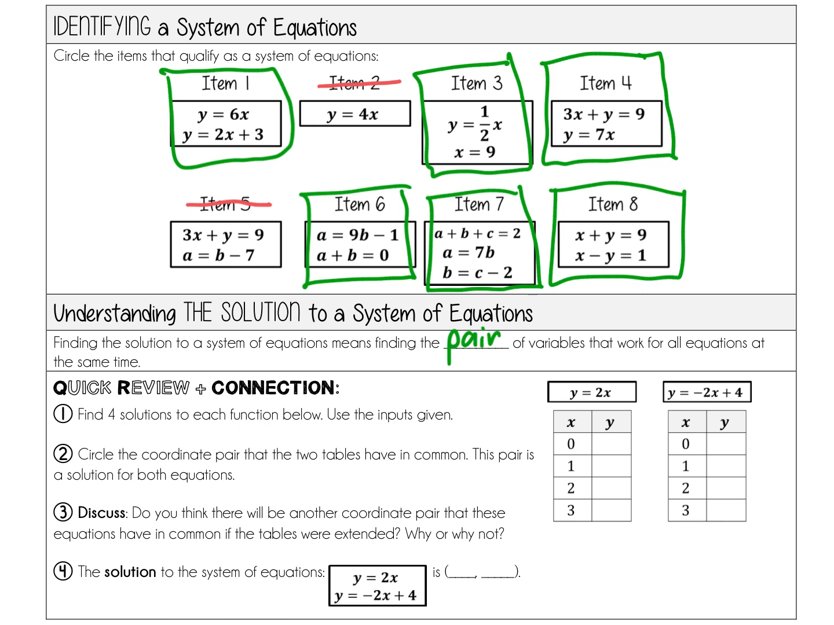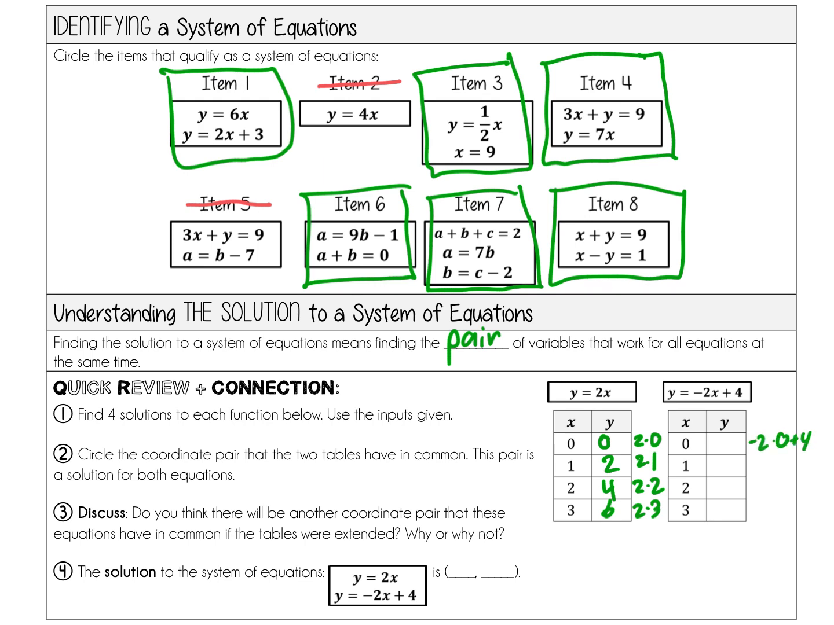So, if we look at y equals 2x and we plug in 0 for x, we will get 0 for y because 2 times 0 is 0. Plugging in 1 for x, 2 times 1 is 2, so we get 2 for y. Plugging in 2 for x, 2 times 2 is 4, so we get 4 for y. Plugging in 3 for x, 2 times 3 is 6, so we write 6 for y.